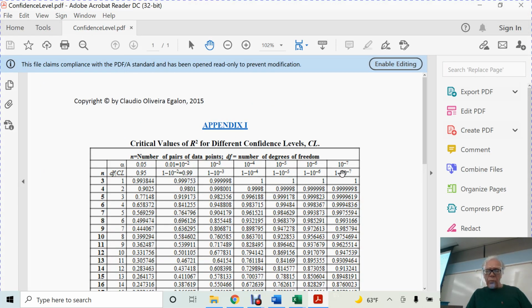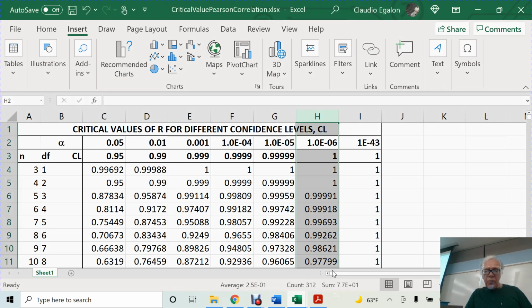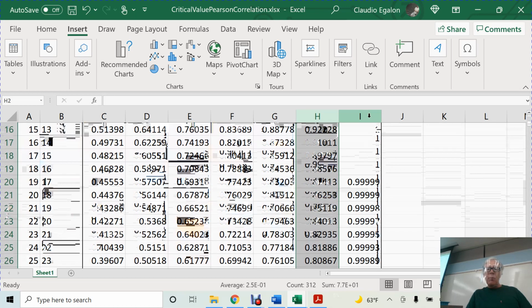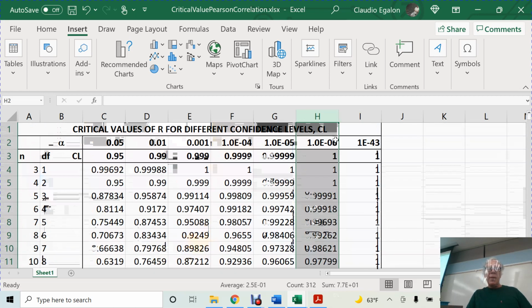Okay, go to 10 to the minus 7. It doesn't look like I have 10 to the minus 7 there. Let me put 10 to the minus 7. Yeah, I stopped at 10 to the minus 6. I don't have the data for 10 to the minus 7, but you're going to learn, okay? Yeah, I put 10 to the minus 3, which is almost 1. For some reason I didn't put 10 to the minus 7 here. Okay, so here you go.